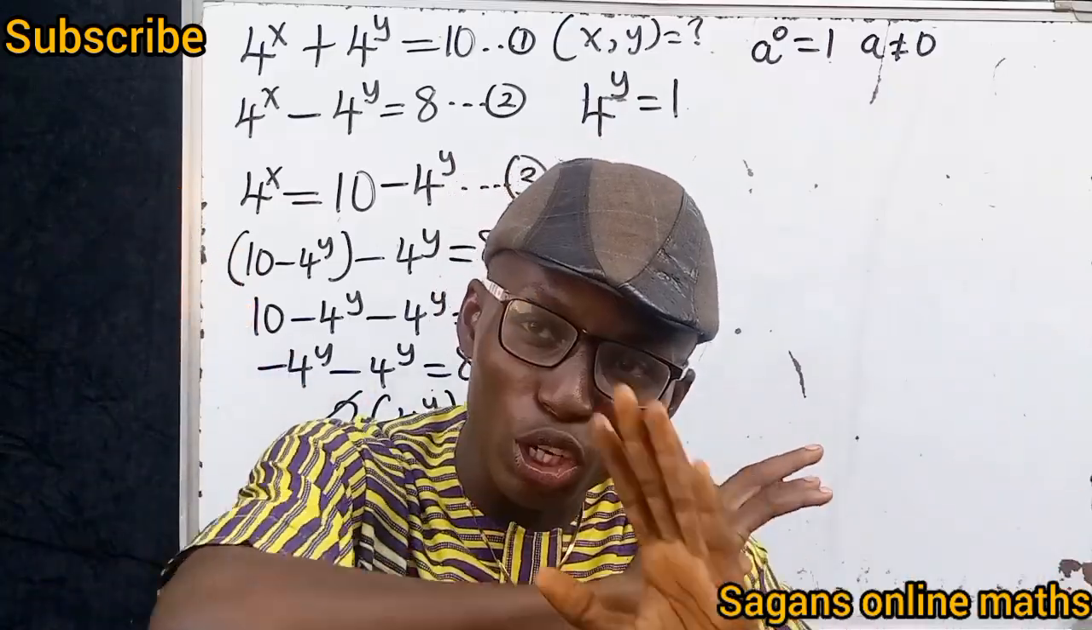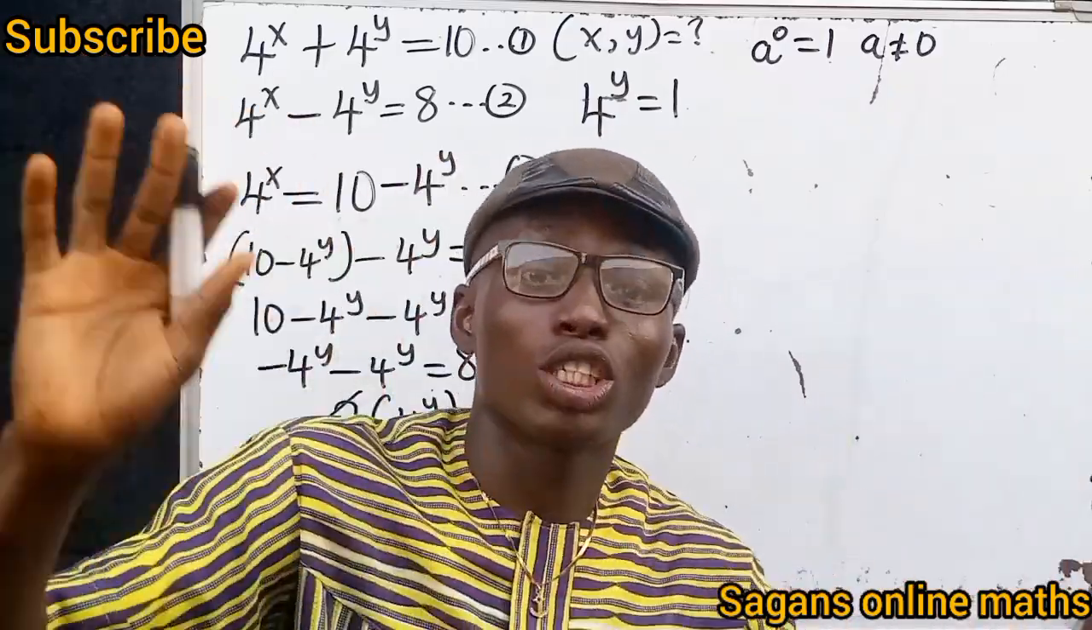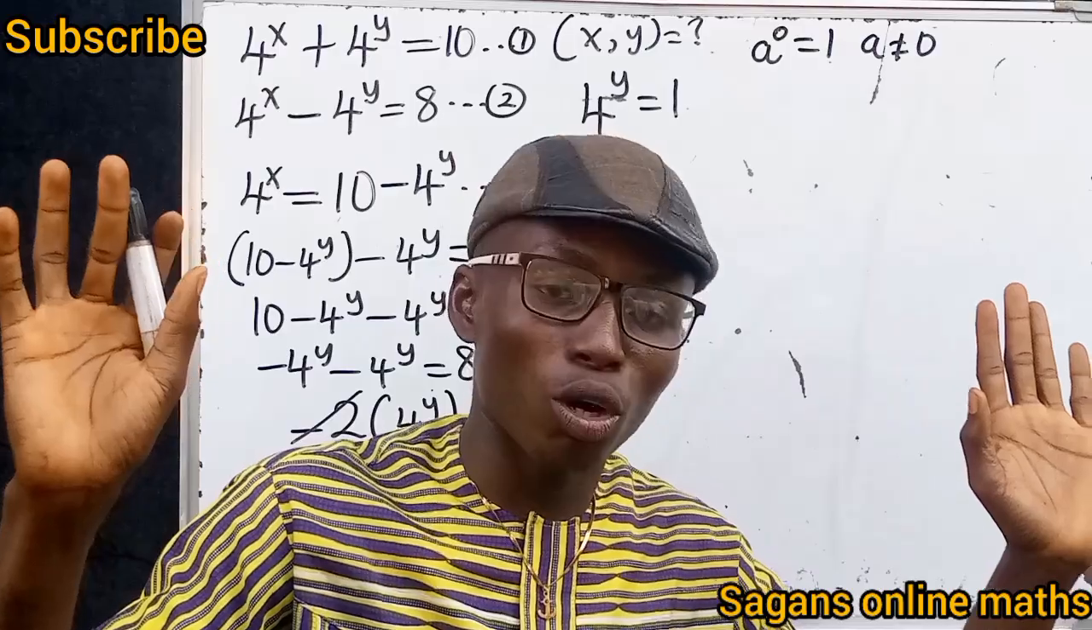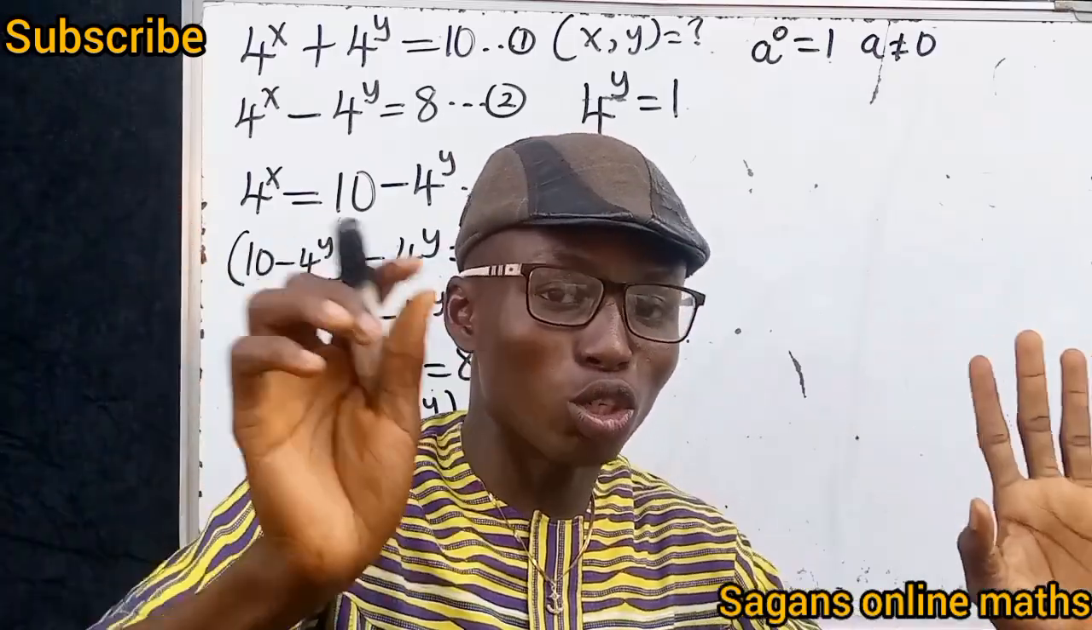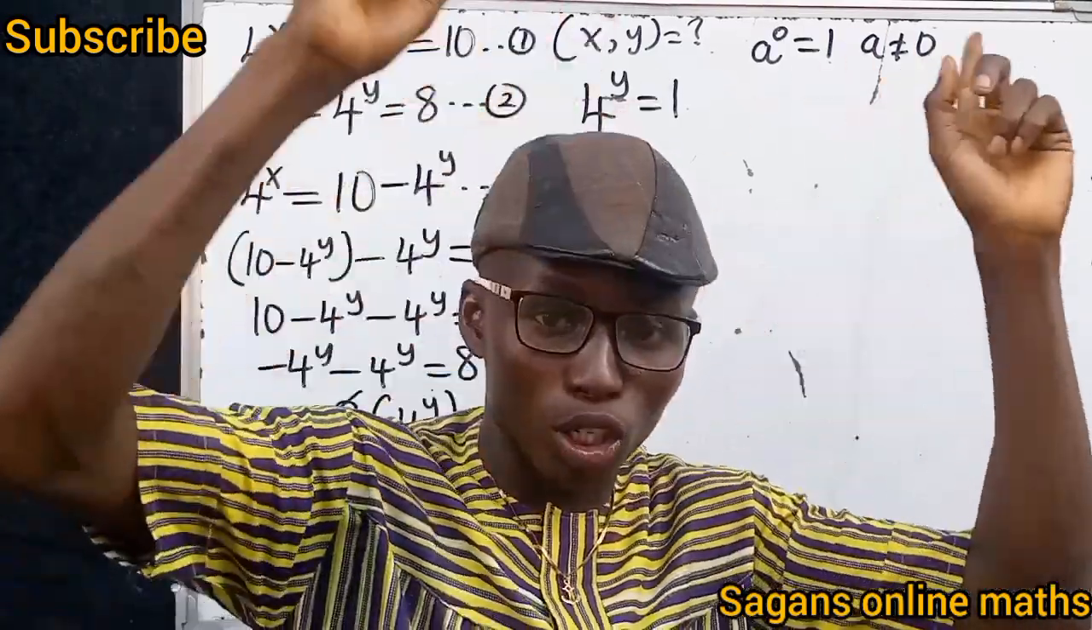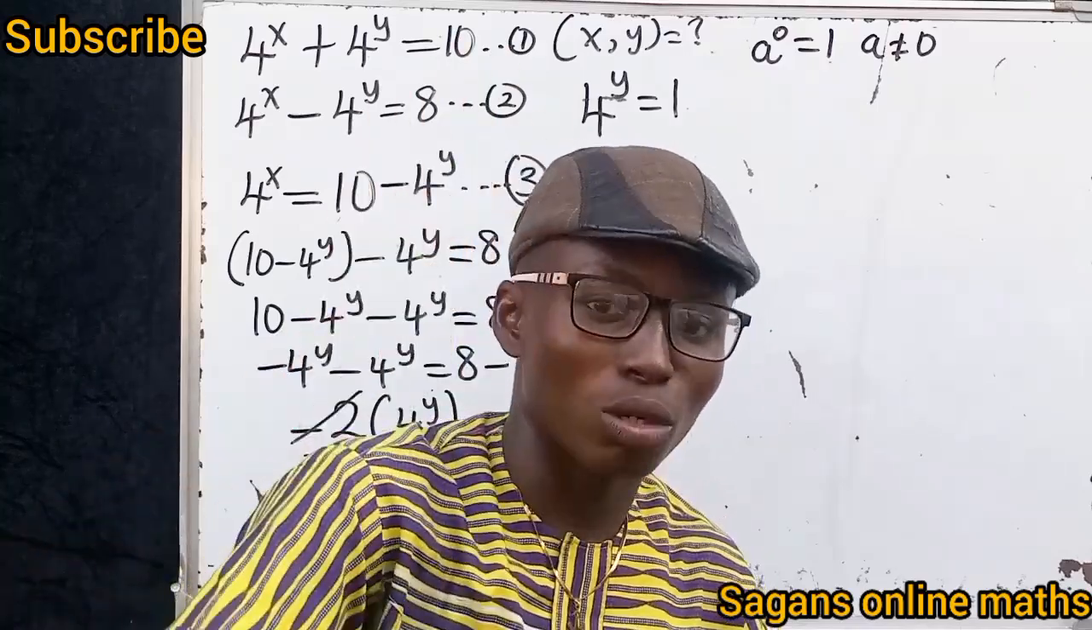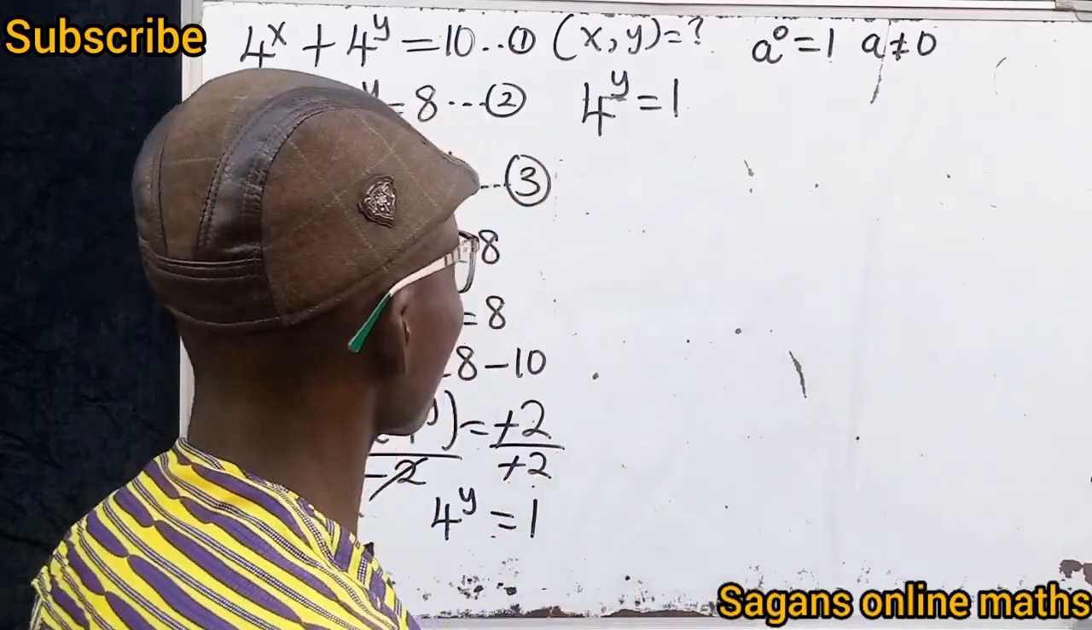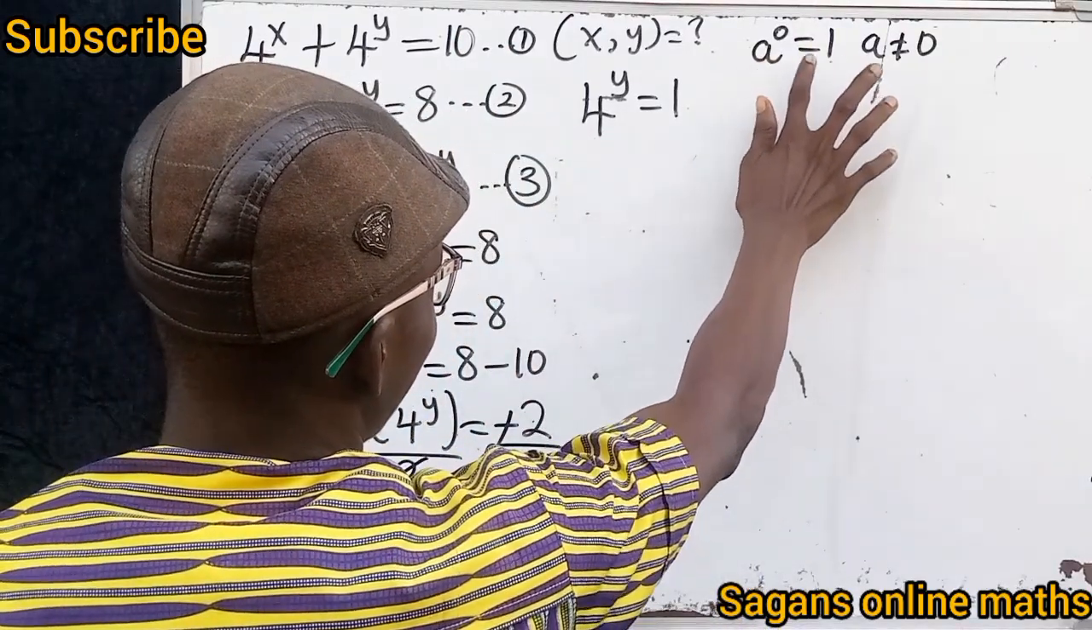Because if you say anything raised to the power of 0 is 1, that means 0 raised to the power of 0 is still 1. It's a wrong thing, it's very wrong. That means a will not be equal to 0. It is true that anything raised to the power of 0 is 1, but a must not be equal to 0. Okay? Now we know that from here, a raised to the power of 0 is 1.